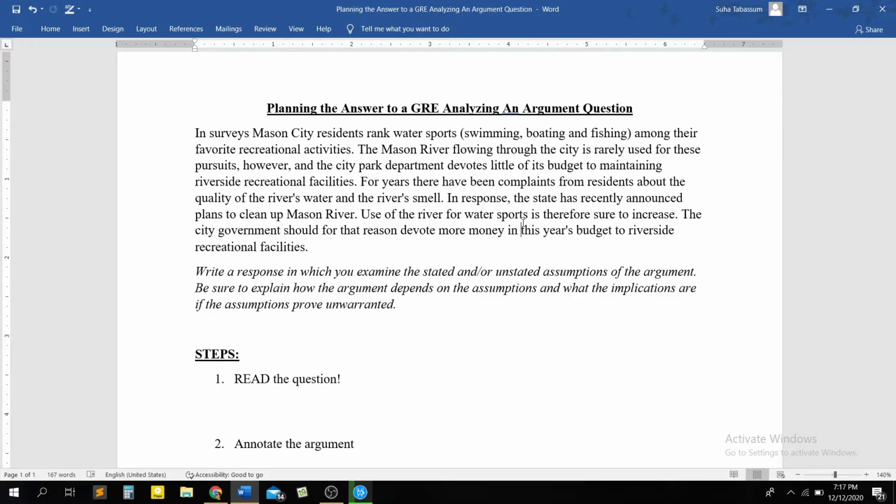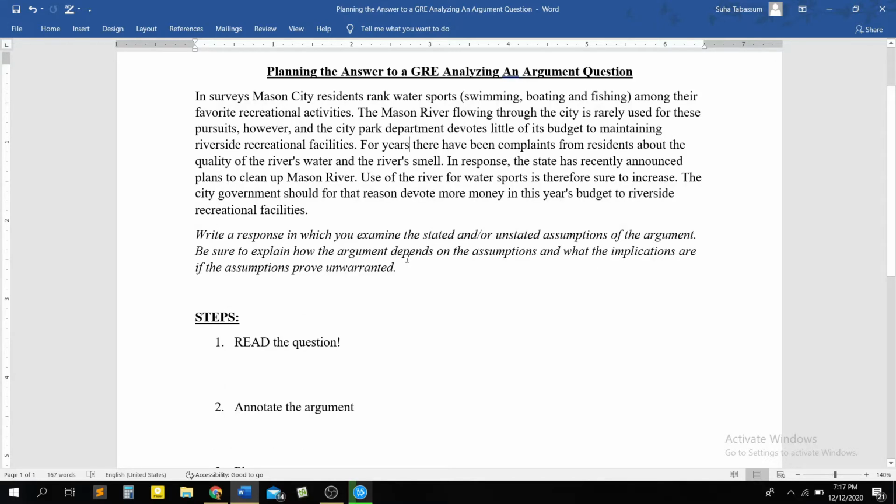So today we are going to be solving this actual GRE argument essay question, and I have all of the steps listed here, and here is your passage and here is your question. But before we get started on that, let's take a look at something I've just prepared for you guys.